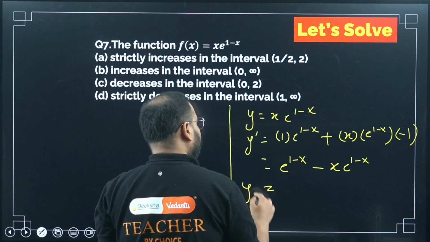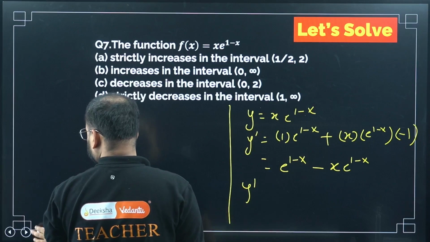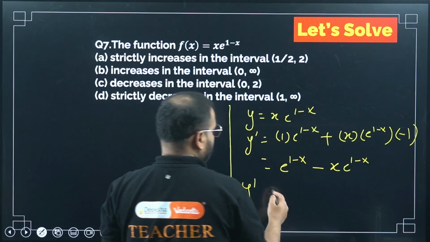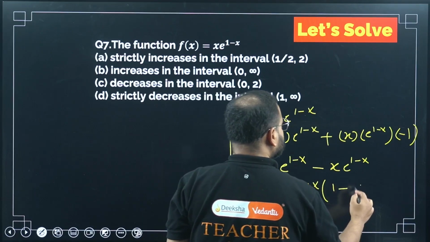So I'm getting y derivative as, what I'm getting, please check. Yes, I can take e power 1 minus x common. It will be 1 minus x.